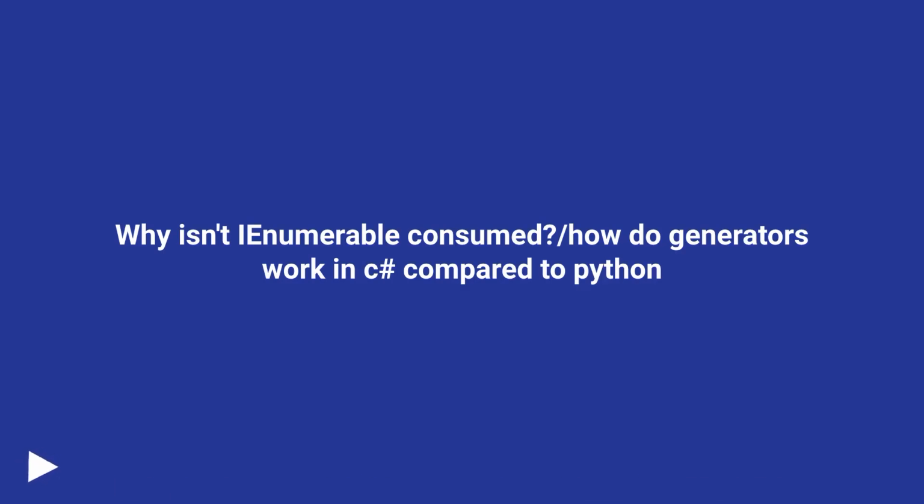Why isn't IEnumerable consumed? How do generators work in C# compared to Python?